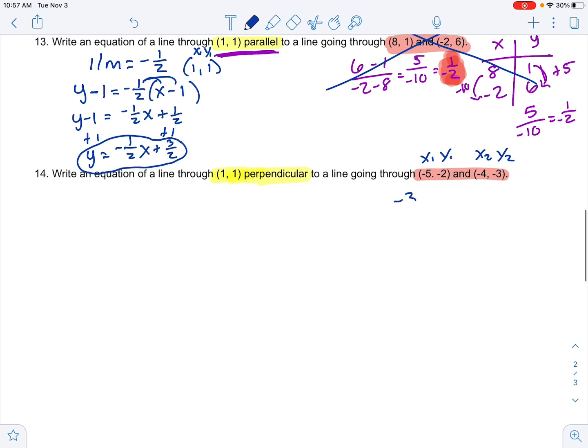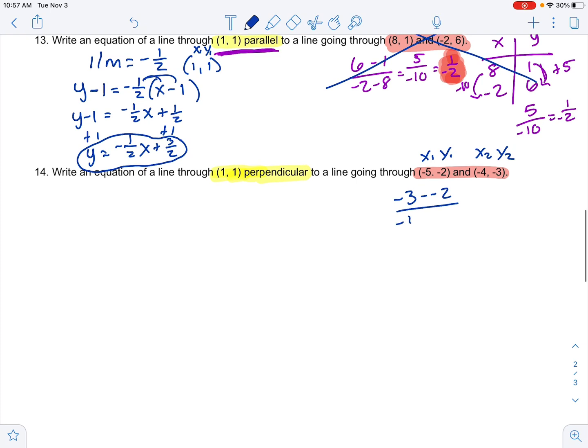Okay, my y2 is negative 3. My y1 is negative 2. Watch your negatives on this one. x2 is negative 4, and x1 is negative 5. What do I do with a plus or a minus minus? We're going to bam bam it, make a plus. And then the bottom, minus minus, changes the bam bam, we make it a plus.